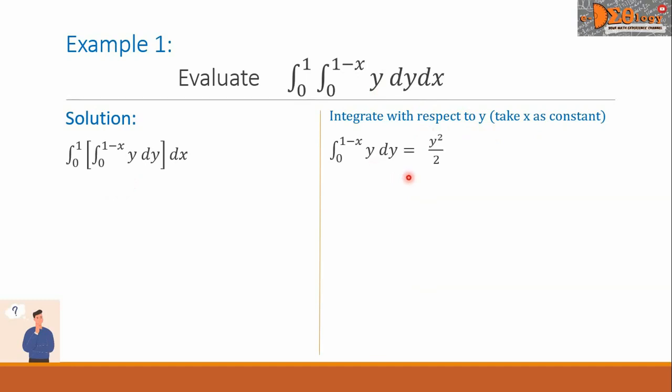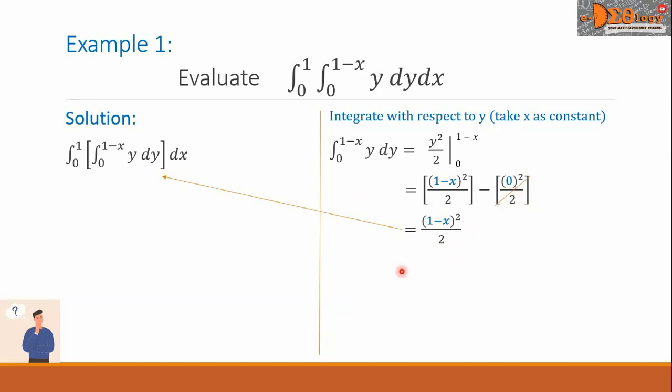So the integral of y is y squared over 2. And this would be evaluated from 0 to 1 minus x. Substituting the values, we have 1 minus x, this is squared, all over 2, minus 0 squared, all over 2. In the second fraction, because of the 0, this would all be equal to 0. So our answer here is the first group itself. This is the answer for the inner integral.